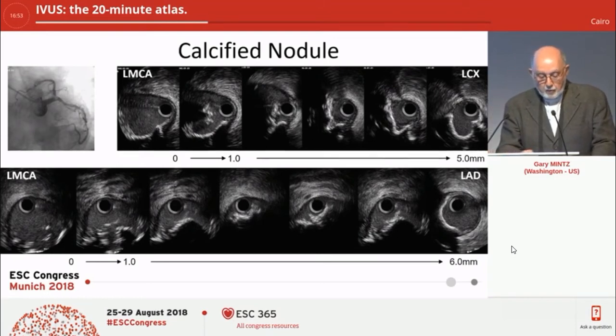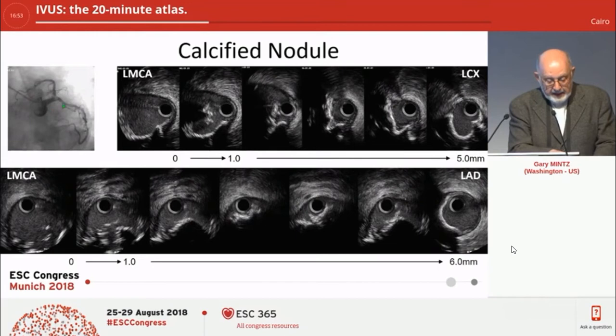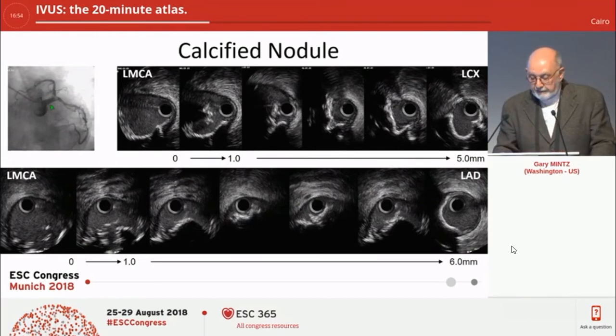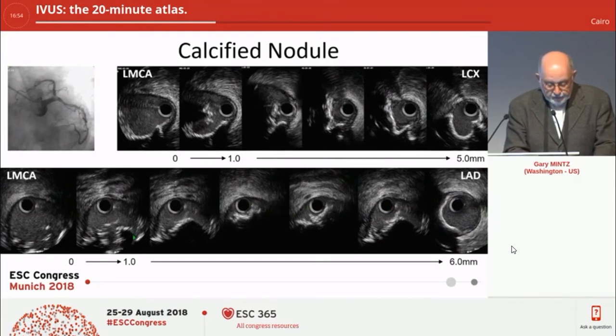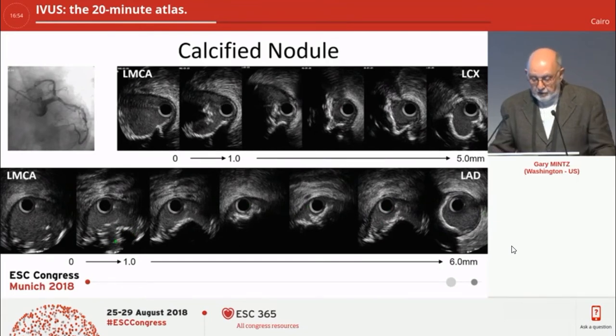Here's a patient with a calcified nodule at the distal bifurcation of the left main. Pull back from the circumflex to the left main. Here's the calcified nodule. Irregular calcium protruding into the lumen. And here's the LAD pullback. And again, calcium protruding into the lumen at the origin of the LAD.